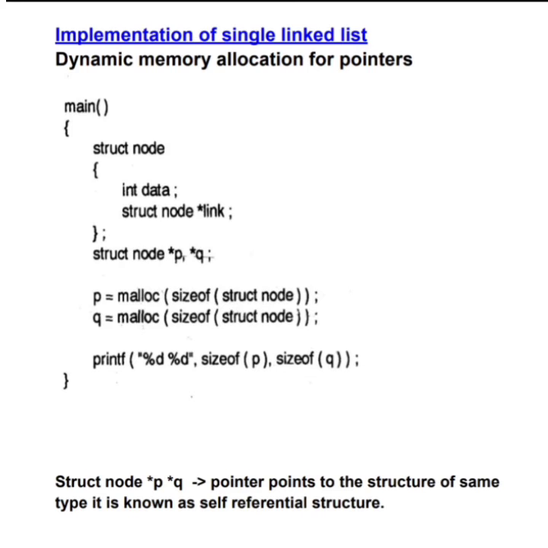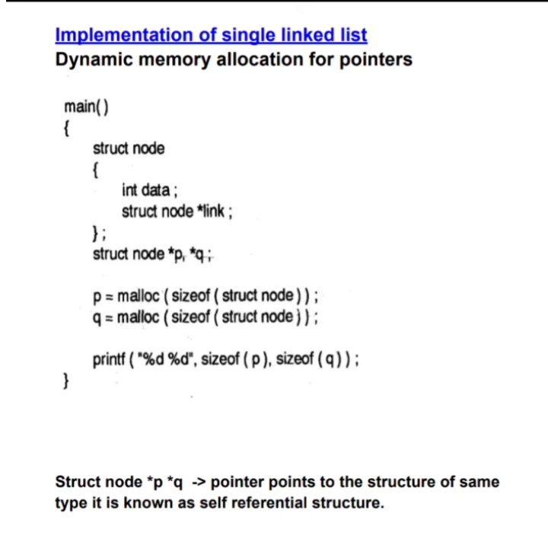Struct node star p, star q means that is a pointer. We have to allocate memory dynamically like this by using the malloc function. Malloc function will return a void pointer. P equal to malloc size of struct node. So we have to see the structure bytes, that is for int 4 bytes, then for pointer it's also 4 bytes, so totally 8 bytes. So it allocates memory for p 8 bytes and q 8 bytes.